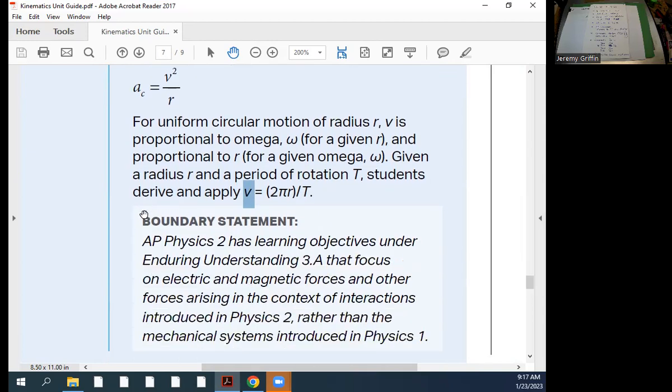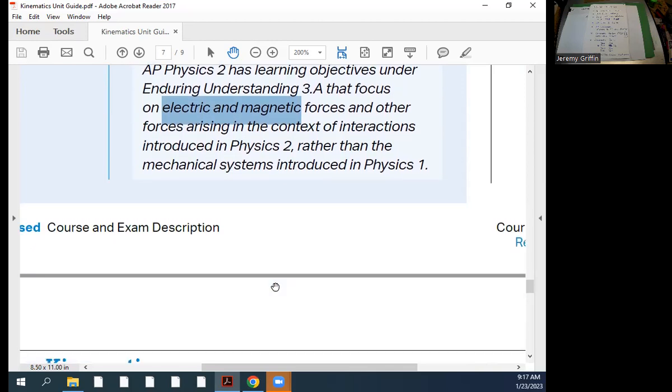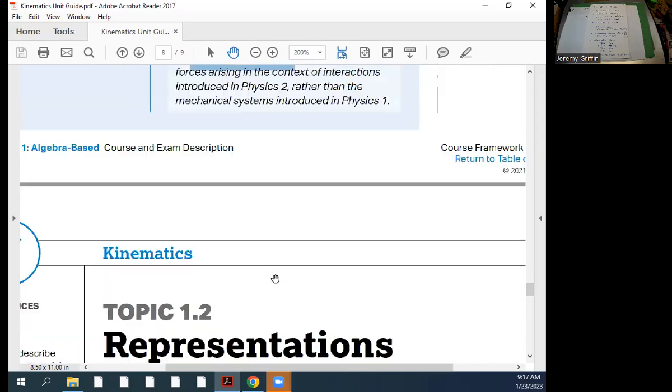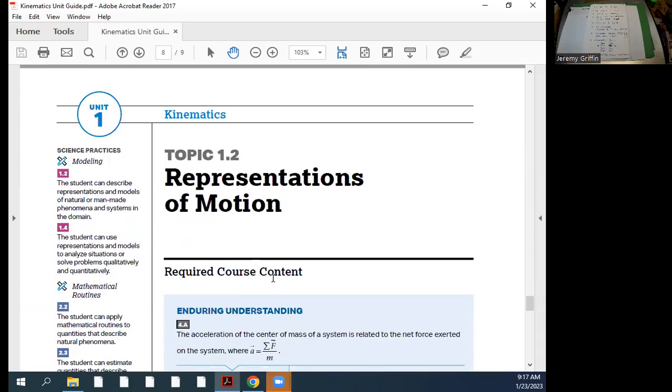Ooh, boundary statement. AP Physics 2 has learning objectives under electric and magnetic forces, contexts, interactions, rather than the mechanical systems introduced in Physics 1. So if any of you take AP Physics 2 with Mr. Gentili, you'll do a lot more electricity, magnetism, that sort of thing.